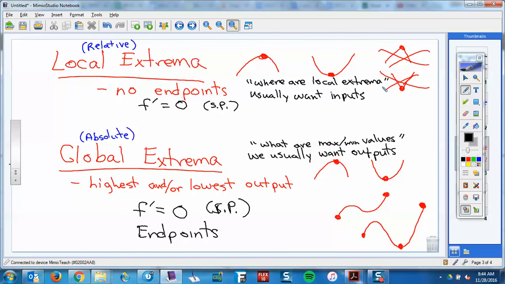All right, so now, what do we do now? We want to see, so we got our endpoints. We know where f prime is 0. That's the only place the high and low points can be. How can we tell if they're a high or low point?